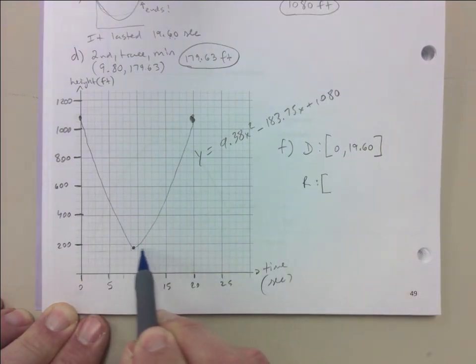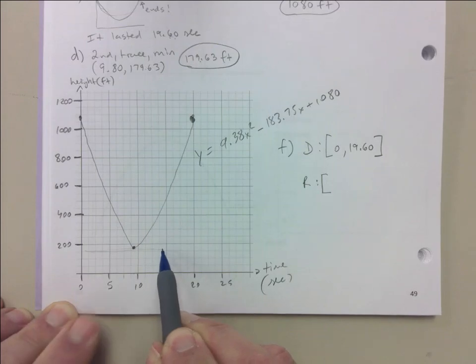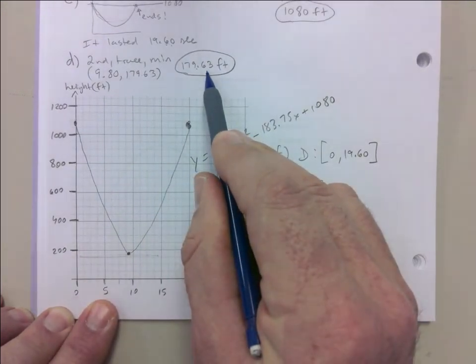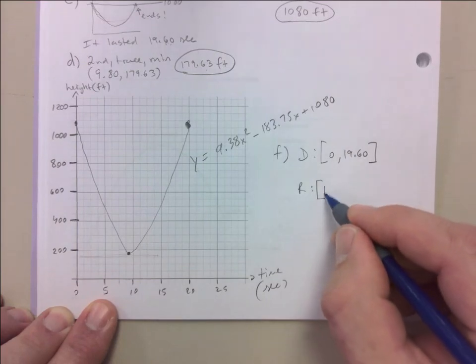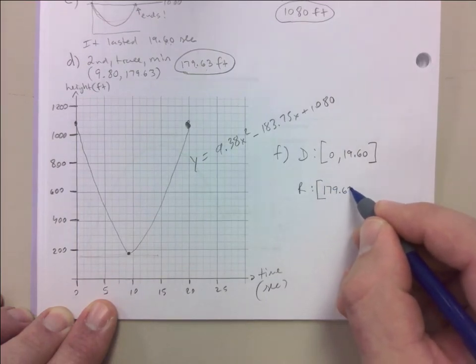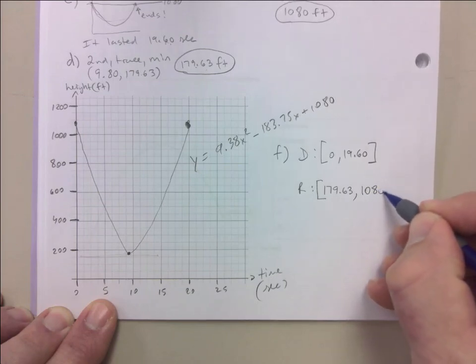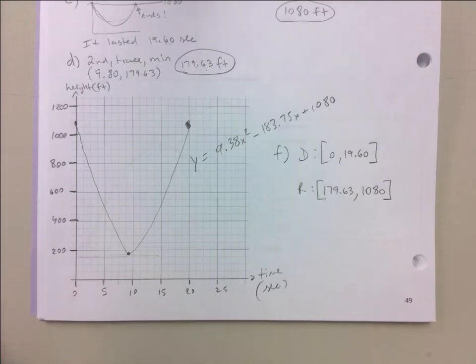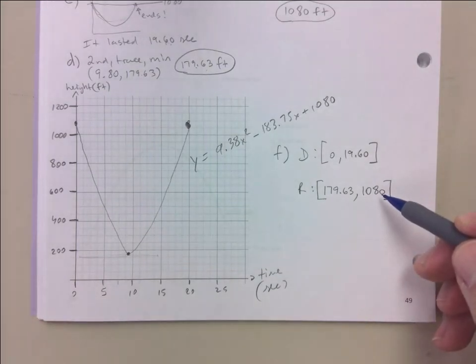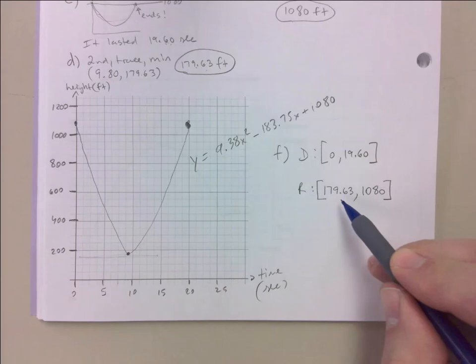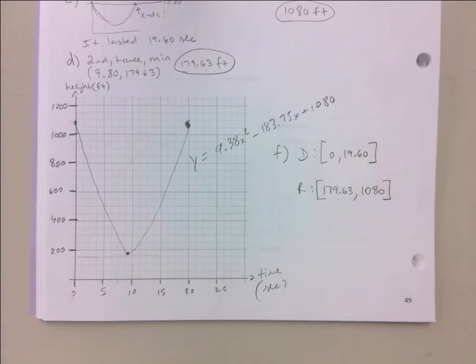For the range, what's the lowest it ever reaches? It's determined by the vertex, right? So the y value of the vertex is 179.63. And the highest point in this case is 1,080, right? That's basically where it starts and where it ends. So smallest, largest, always in that order. Okay.